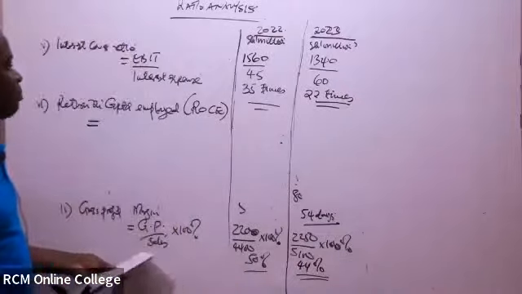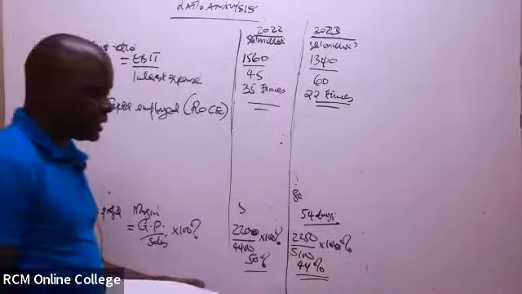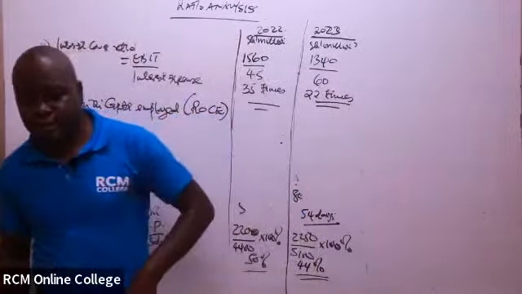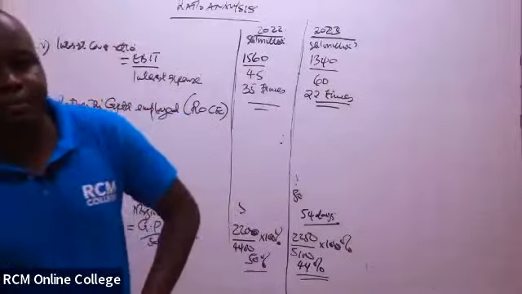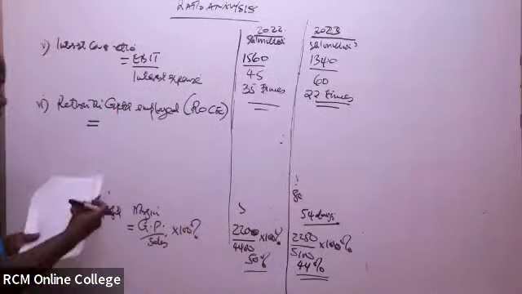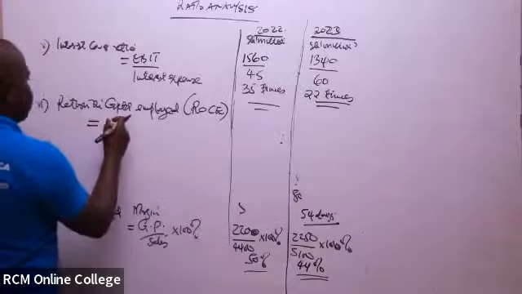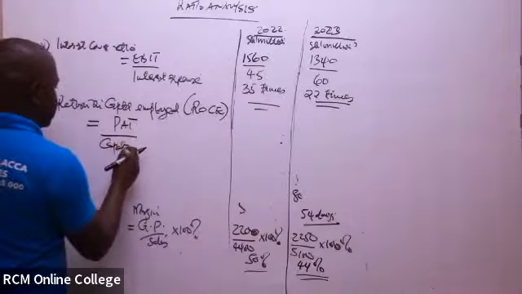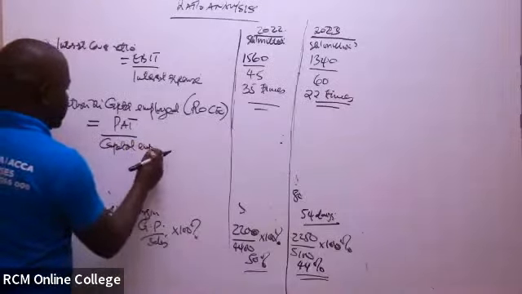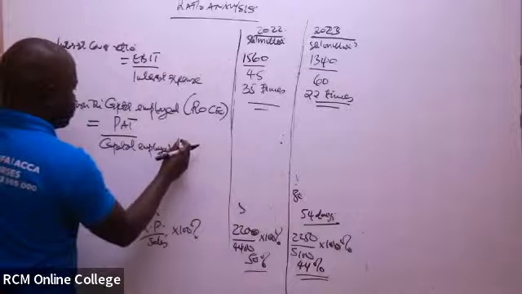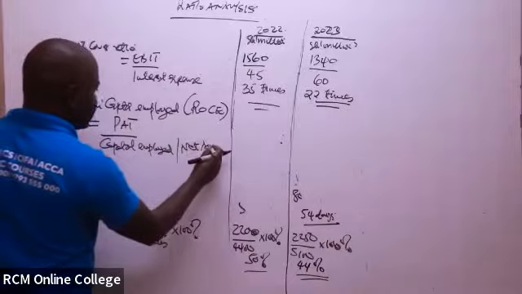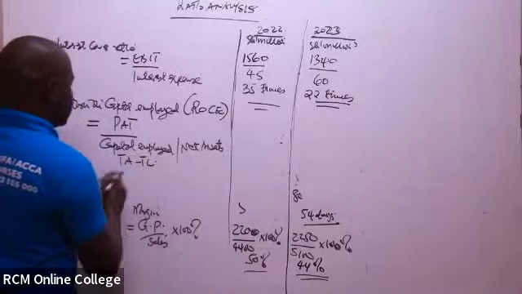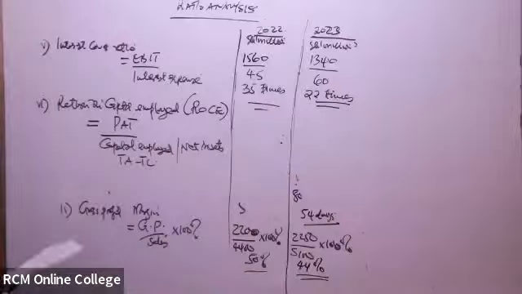You'll be able to take the profit after tax. It's supposed to be profit after tax over the capital employed. And of course, the capital employed can be the net assets, or you can take total assets minus total liabilities. So you need to take PAT over the capital employed. This is the same as net assets: total assets minus total liabilities.